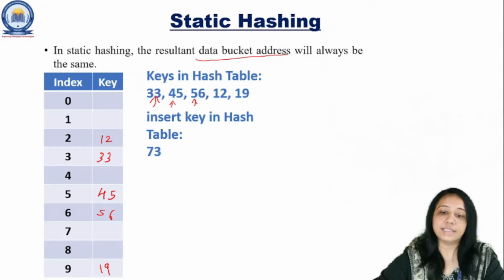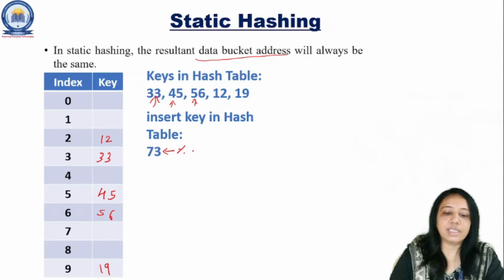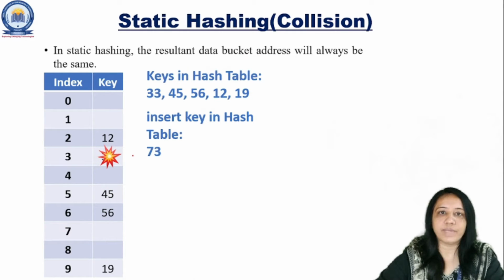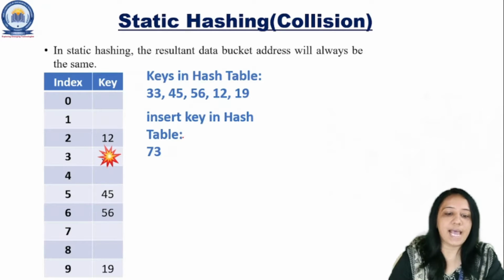Now, the next key that I want to enter is 73. If I do 73 modulo 10, again I get 3, and this is location 3, where 33 is already stored. So we have the same index, and this is called a collision. That means we have the same index number for more than one key value.